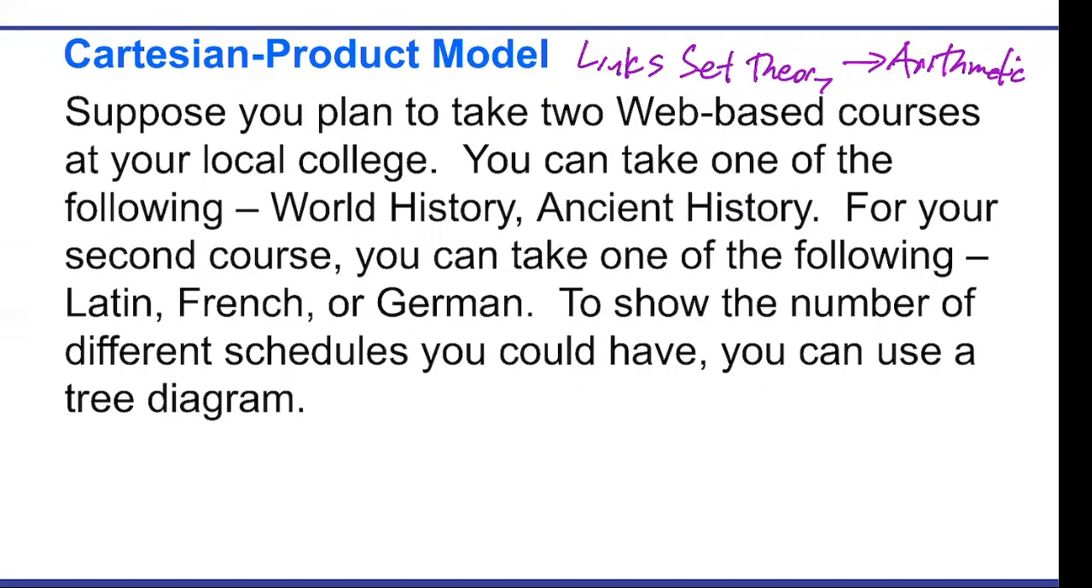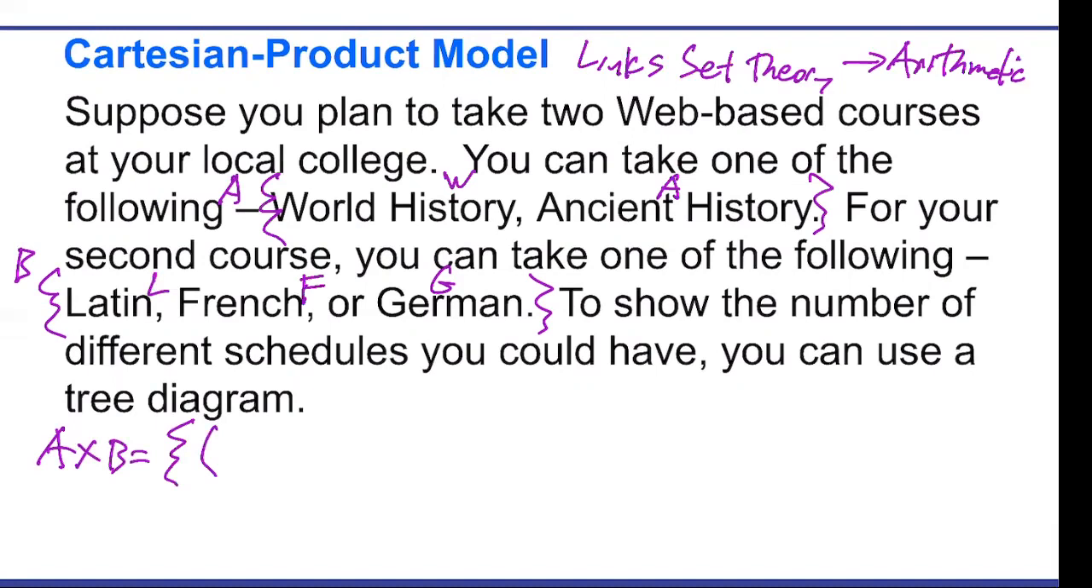So if I was to do the Cartesian product of these sets, let me call this world history and this ancient history, Latin, French, and German. Well, if I build a set with these two, and a set with these three, my cross product, what do we want to call these? We can call these A, call this B. A cross B is a set of ordered terms, so world history first, then Latin would be an element.